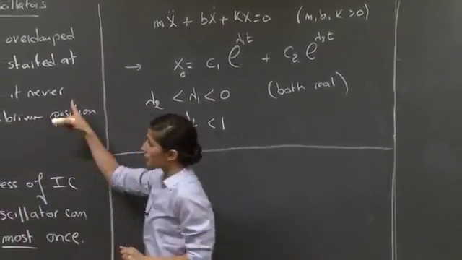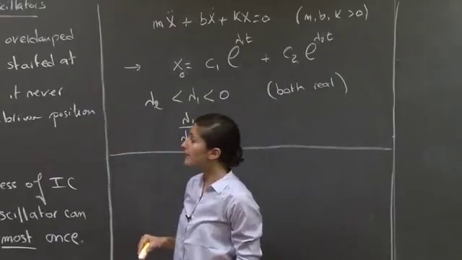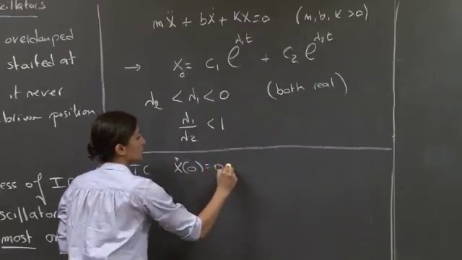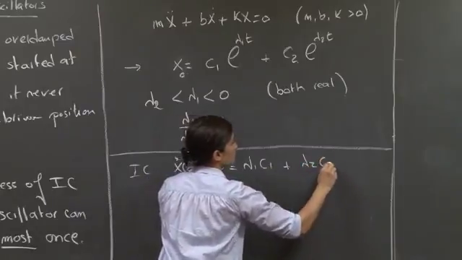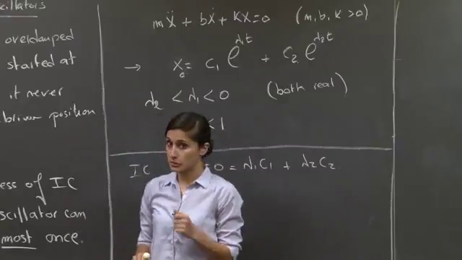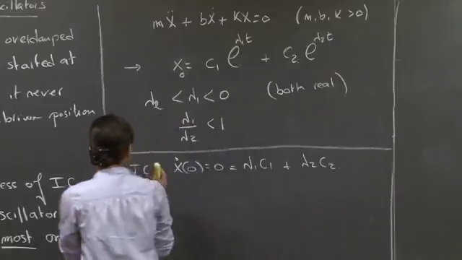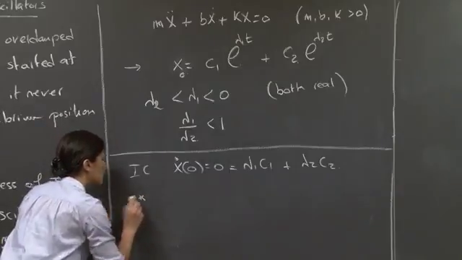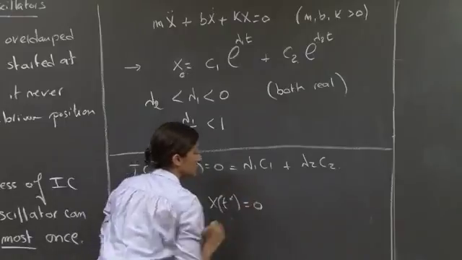So now what was the question? The question was to show that if we start this system with initial condition x dot of 0 equals 0, which corresponds to lambda 1 C1 plus lambda 2 C2 equals 0, then the system cannot cross the equilibrium position x equals 0 for t larger than 0. Okay, so let's just start by assuming that the system crosses the equilibrium position. So for example, let's look for t star such that x of t star is equal to 0.